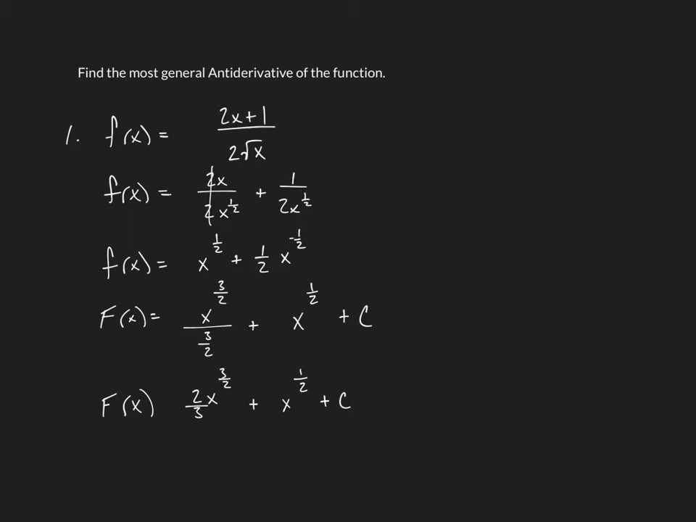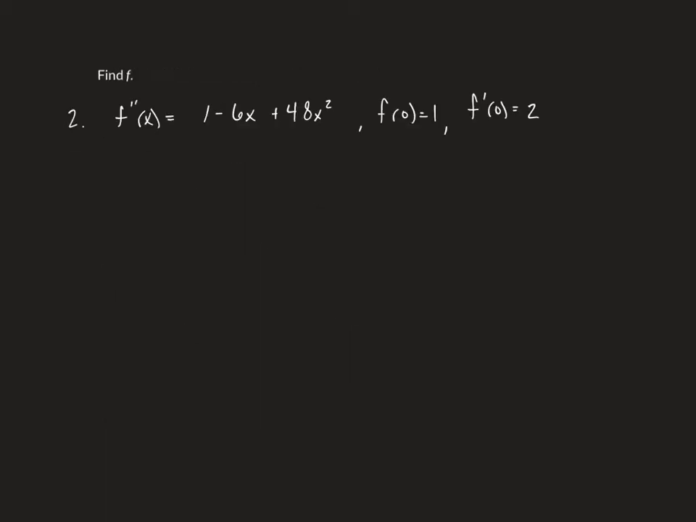Okay, so now we'll do a couple examples where we can actually find the exact function. All right, so this time you're given the second derivative and you're asked to find f, so you're going to have to jump up 2 more functions, right? We're going to have to find the first derivative function, and then we're going to have to find the original function.